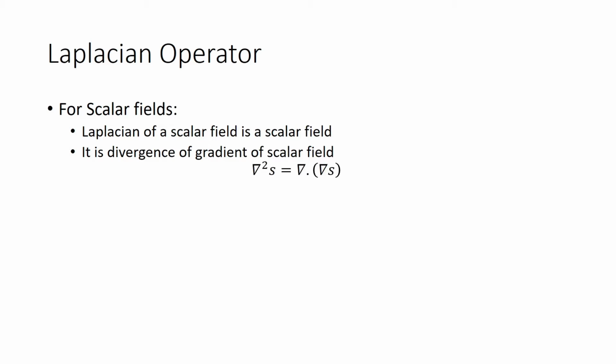That is del square of S. This is the representation of the Laplacian operator. The Laplacian operator is represented as del square. So del square of S is equal to del dot del S. The meaning is that dot represents the divergence operation and del S represents the gradient operation. So the Laplacian operation is the divergence of the gradient of a scalar field.